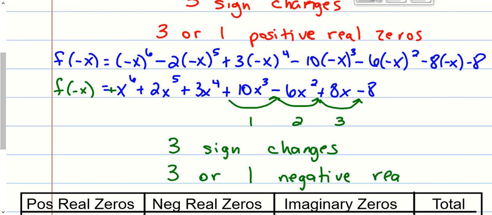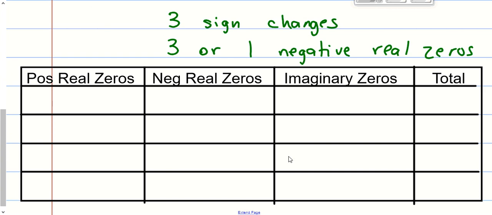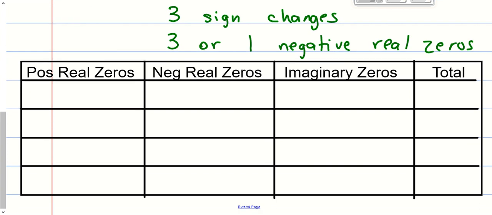real zeros. Now it said something up there about finding the imaginary zeros, which as you can tell, there's a little table below that. So we are going to plug all of this into that table. So on the positives, we could have had 3 positive real zeros.